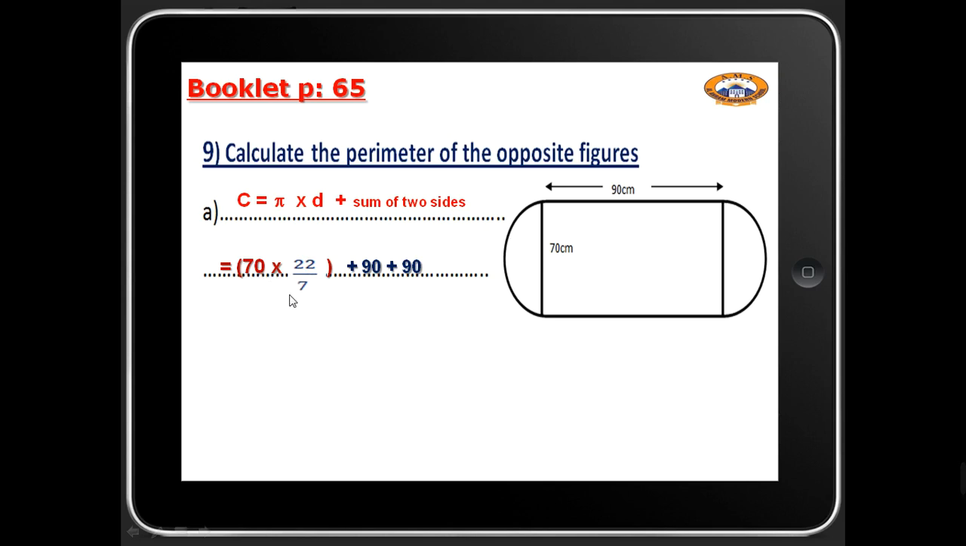I know I learned you to get first 70 divided by 7, it will give me 10. 10 times 22, it will become 220. Okay, now this is the circumference of the circle. So I'm going to add this side and this side. So the final answer is going to be, excellent all of you, 400 centimeter. And this is a very important and easy exercise. I hope you learned this one.